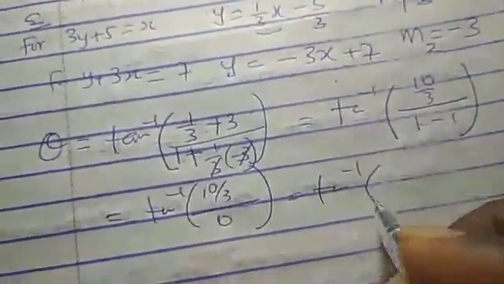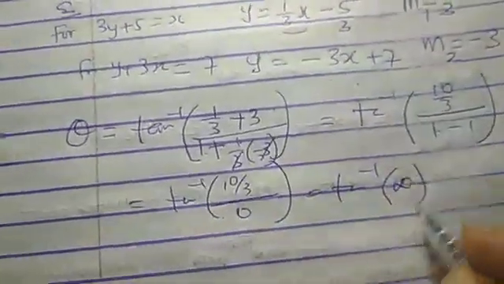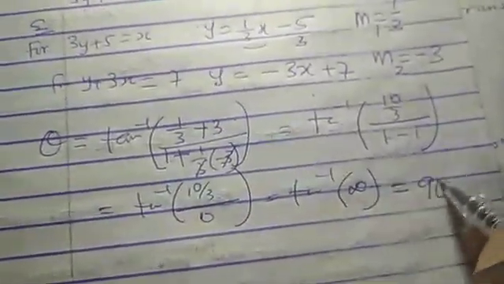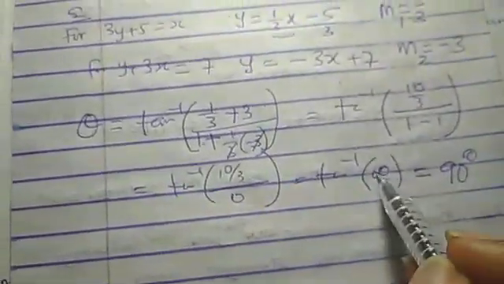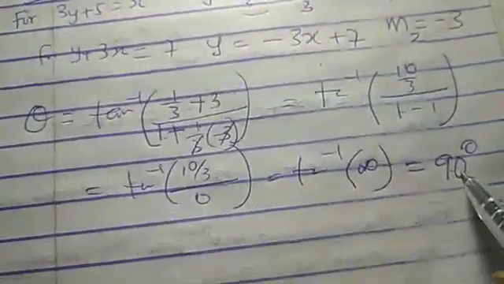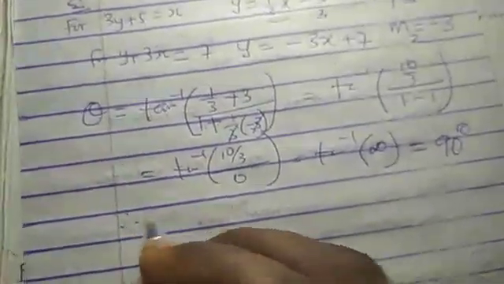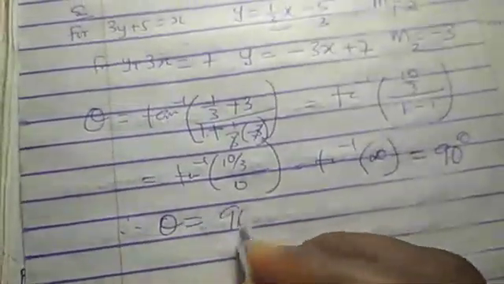And anything divided by 0 is infinity. So this is arctan infinity. Arctan infinity is simply 90 degrees, because tan 90 degrees will give me infinity. In that case, arctan infinity is 90 degrees. Therefore, theta is equal to 90 degrees.